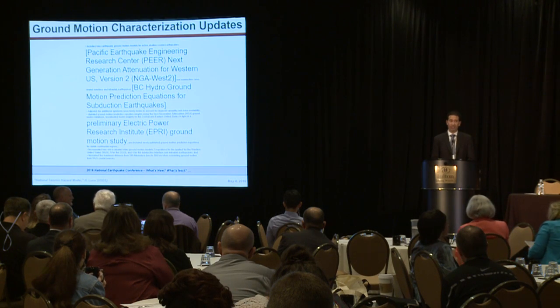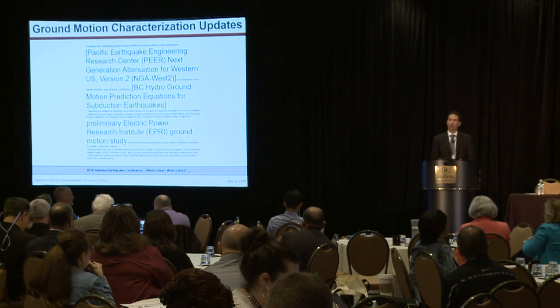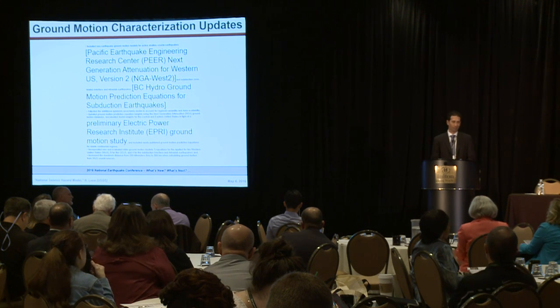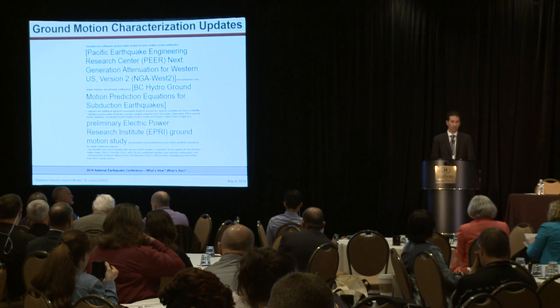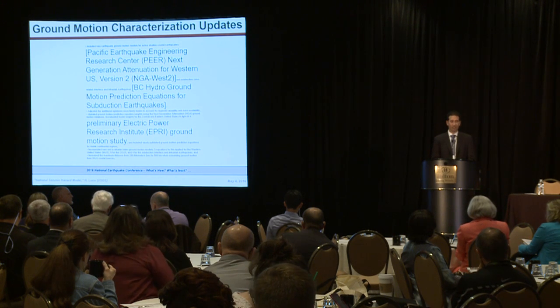And then with respect to the other part of hazard modeling, not just the earthquake source characterization, but the ground motion characterization, how ground motions propagate from earthquakes of a certain magnitude with distance. There are a few projects that also led to improvements in the hazard model. As was mentioned, the Pacific Earthquake Engineering Research Center, Next Generation Attenuation for Western US, version 2 of that. So NGA West 2 is the acronym there.